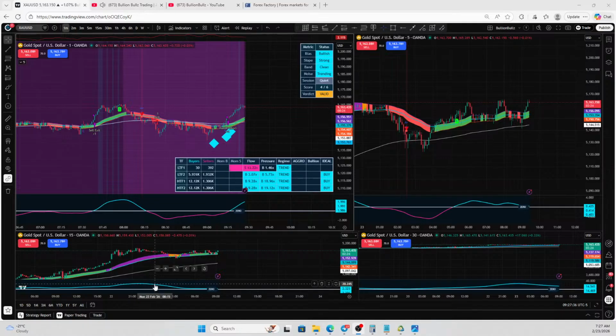Volume for the day. There's a lot of buyers in the market compared to sellers. Again, we are waiting for when there's a lot of volume.